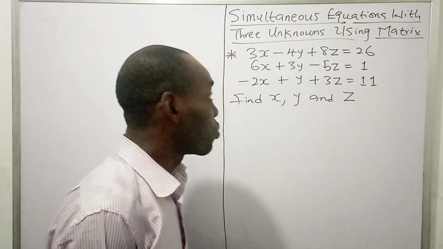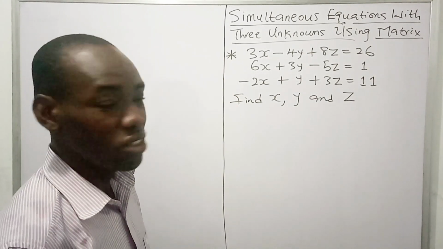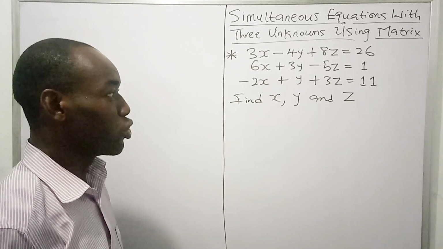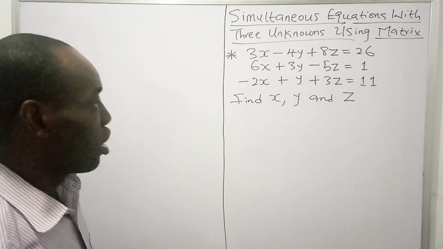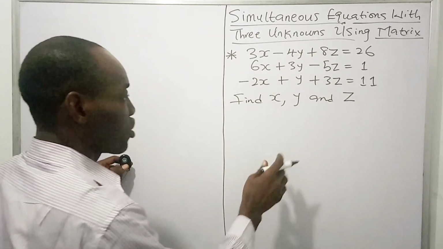In our lecture today, we're seeing how to resolve simultaneous equations with three unknowns using matrices. Now, we're going to be applying a rule known as Cramer's rule. So the three equations we have here, first of all, we put them in matrix format.